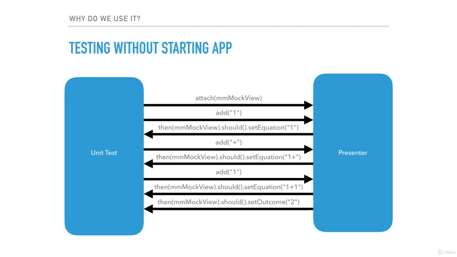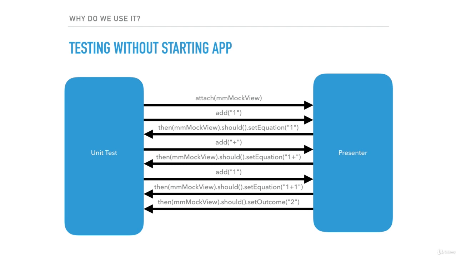So in this case, we are going to attach our mock view to the actual presenter object, to a real presenter object. Then we say real presenter object, just add 1. Like a 1 was clicked. And we can then test that the mock view should set the equation to 1, because that's what we want the presenter to do. If we add a plus and add another 1, then we say, okay, presenter, we just typed in 1 plus 1. And then we say, okay, then our mock view should set the equation to 1 plus 1. Okay, working, great.